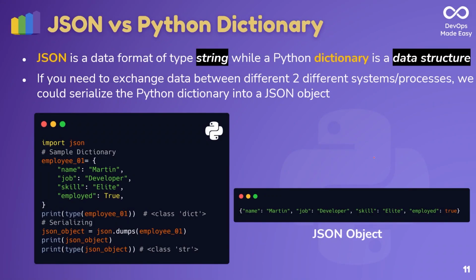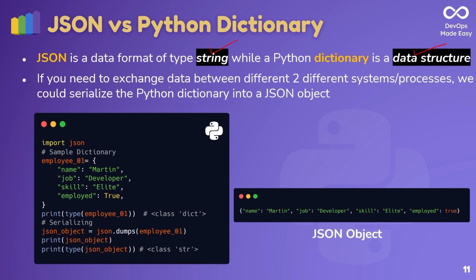Now the important thing to understand here is the difference between JSON and a Python dictionary. Even this is an important interview question, because both JSON and the Python dictionary look almost the same in terms of the structure. So what is the difference between JSON and a Python dictionary? JSON is nothing but a data format of type string, while a Python dictionary is a data structure. So this is the difference.